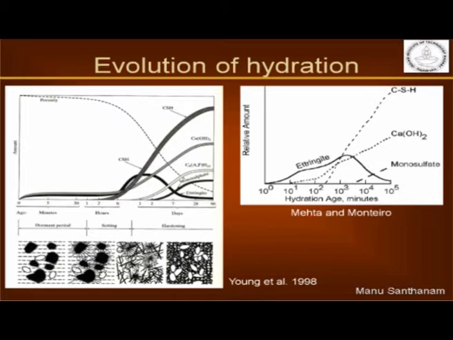Ettringite, which is this dark line here, peaks during the setting time, but after the setting time the ettringite is dropping. Why is it dropping? Because it's getting converted to monosulfate.